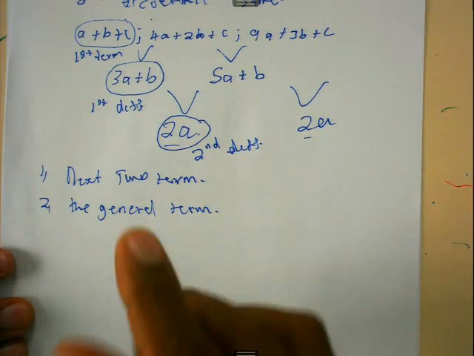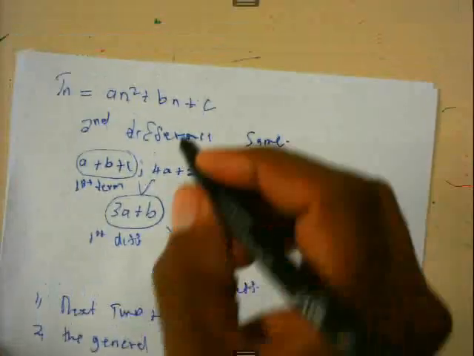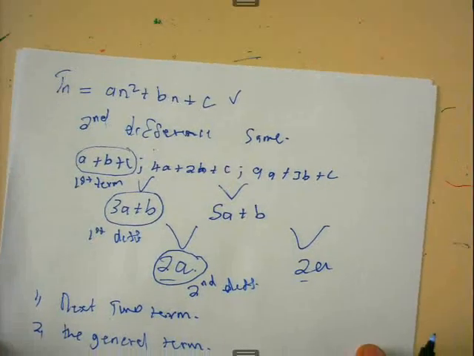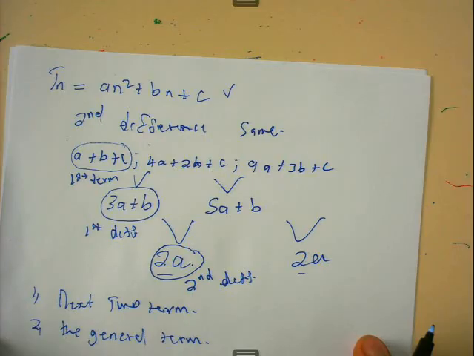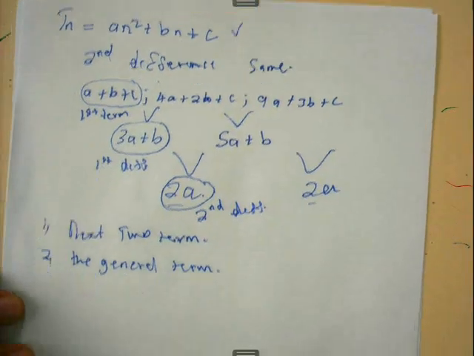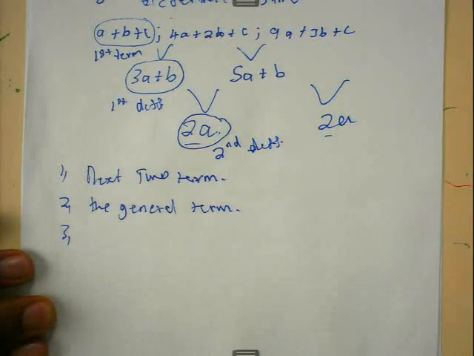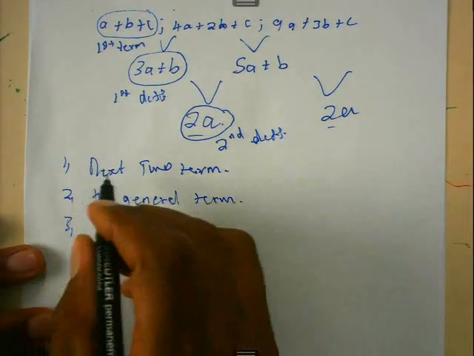What is the general term here? Like I indicated earlier, the general term for a quadratic pattern is Tn equals an squared plus bn plus c. The third thing that you must be able to know is to determine what?